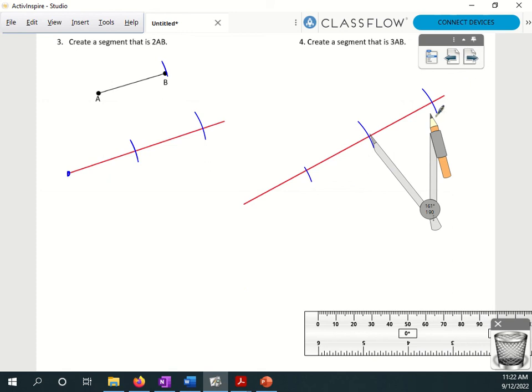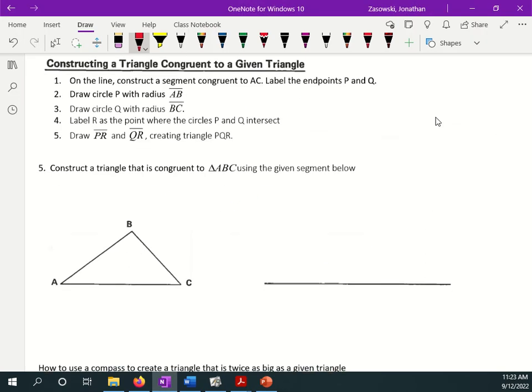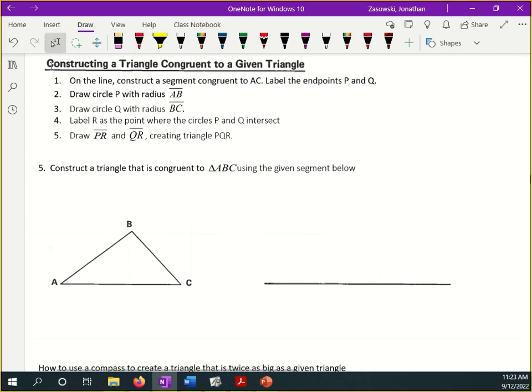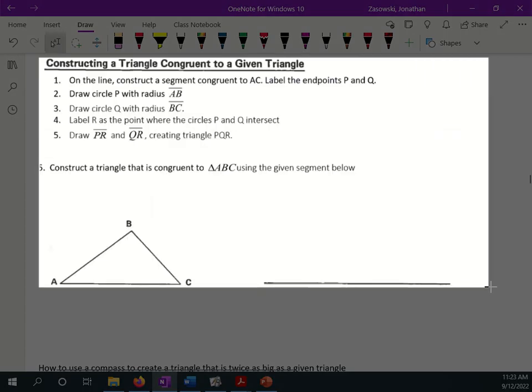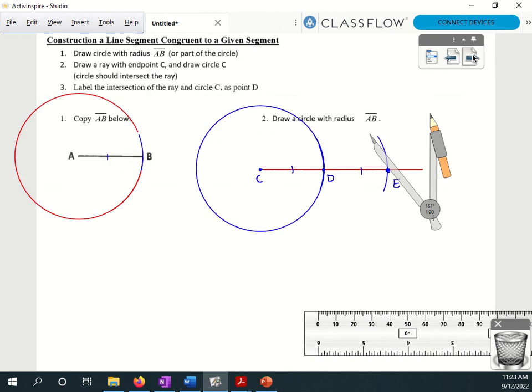Okay, on the next page, we want to copy a triangle. The only thing we need to do to copy a triangle is copy the sides, okay? So far, so good? They already gave us a ray or a line segment next to it to use for one of the sides. So what we need to do is measure the lengths of the sides here so that we can copy it.